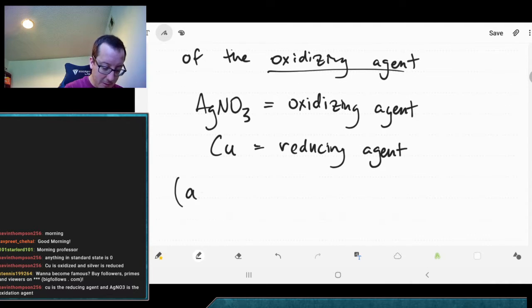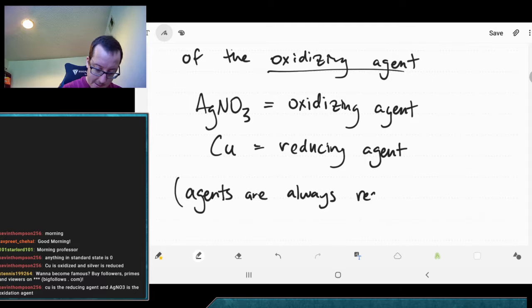And just remember, agents are always reactants. So whatever your elements are part of in the reactants that are undergoing the oxidation or reduction, those are going to be part of your agents, potentially. So we always look at the product or the reactant side for this.